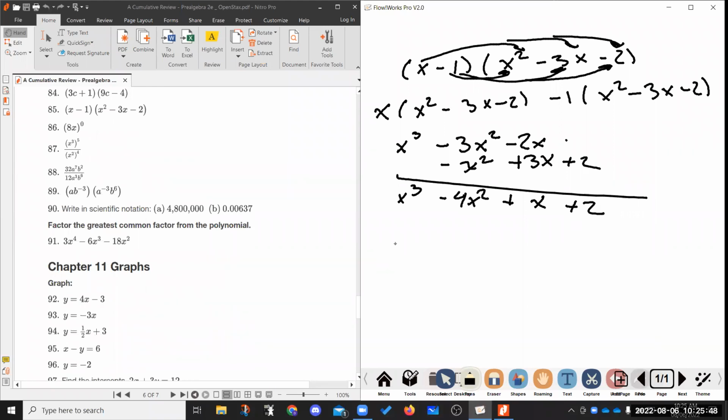Moving on to number 86, it asks us what 8x raised to the 0 power is. As long as x is not equal to 0, which we're assuming it's not here, anything raised to the 0 power is going to be 1. That's just a rule. Anything to the 0 power is 1, as long as that anything being raised to the 0 power is not 0. Anything to the first power is itself.